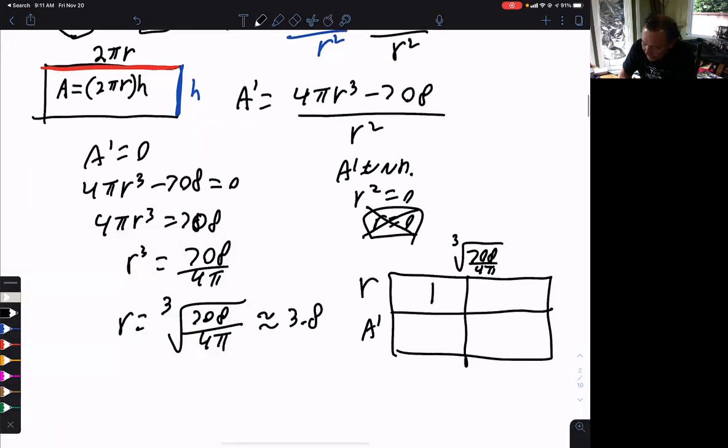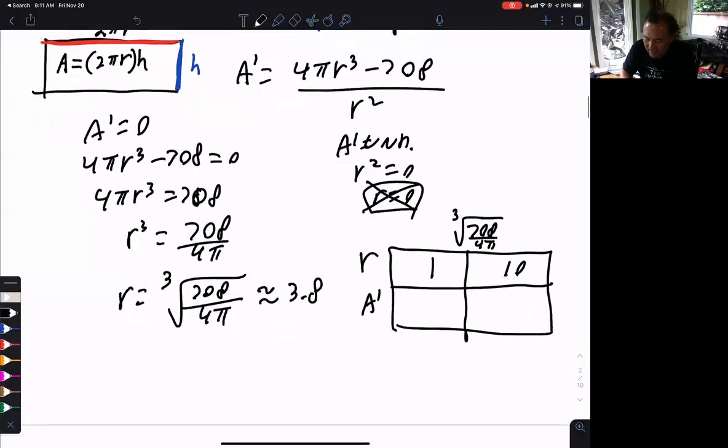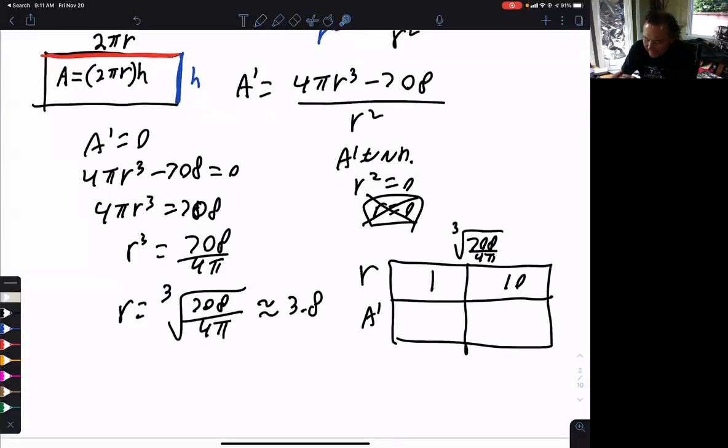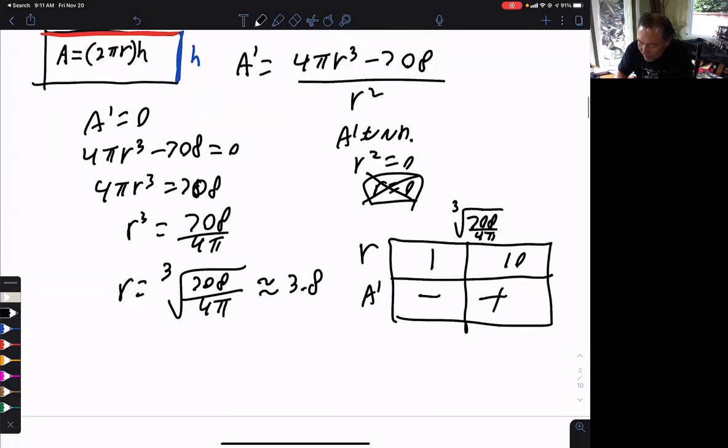I pick 1 and I pick 10 because that's what I choose. Plug in 1. Okay, I can get this. If I put a 1 here, that's about 12-ish. 12 minus 708, definitely negative. The bottom's always positive. That's negative. Then I plug in 10. 10 cubed is 1,000. This is about 12,000 minus 708, definitely positive. And I'm pretty much done.